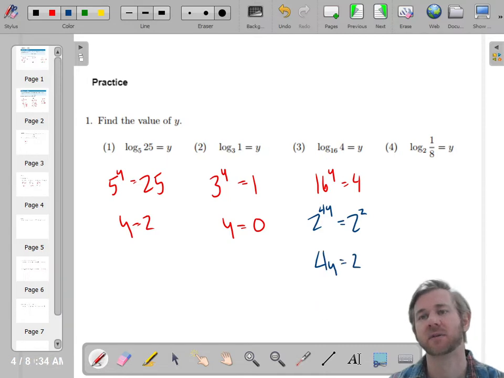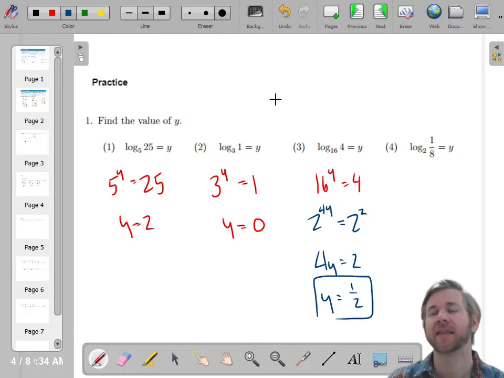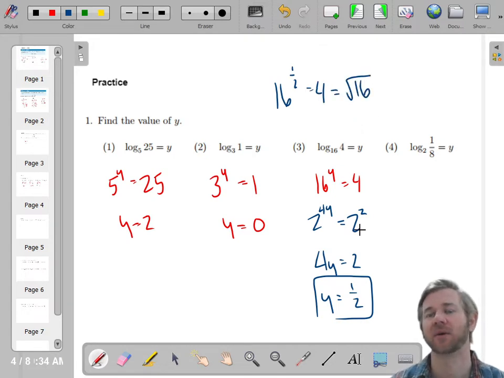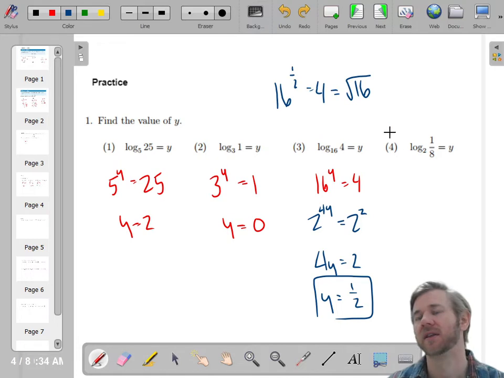4y equals 2. Then I will divide both sides by 4, and you get 2 over 4, which is 1 half. y is 1 half. That's like saying 16 to the 1 half power is 4, and hopefully you remember that's the square root. 1 half power is the square root of 16. So maybe you can do that in your head. But this rewriting the base thing is going to be something we're going to need even maybe in the next problem. Let's try this one.